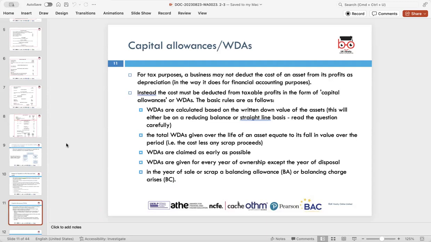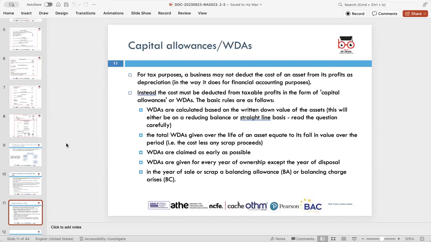Okay, capital allowances or writing down allowances. In tax accounting, businesses cannot deduct the cost of assets from their profit as depreciation, as they do in financial accounting. Instead, they can claim capital allowances, or WDA, which allows them to deduct the cost of assets from their taxable profits.